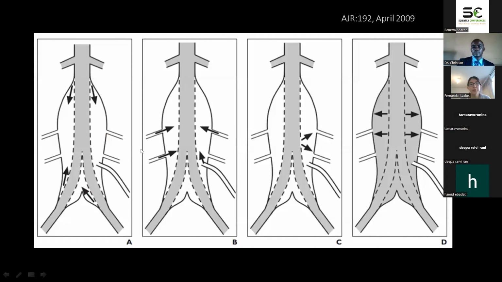Here is a summary. Type 1: proximal, distal, or iliac occluder. Type 2: from the lumbar and mesenteric arteries. Type 3: when we have structural failures like holes. And type 5: when we have endotension.